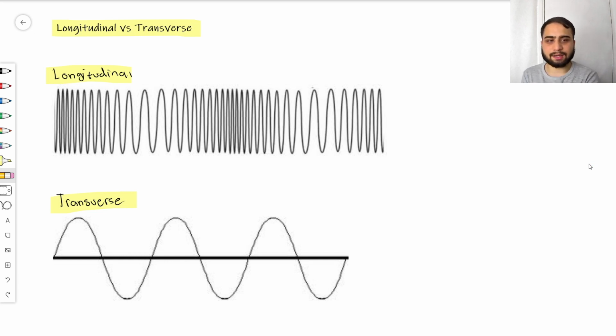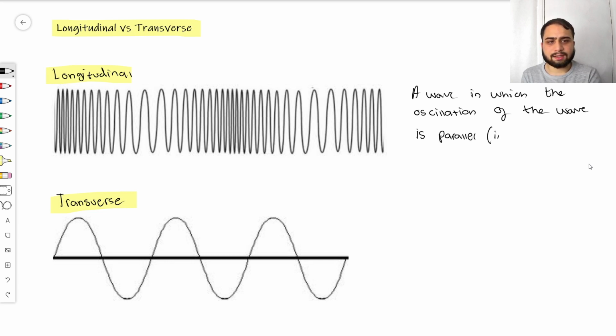So how can we define a longitudinal wave? A longitudinal wave is a wave in which the oscillation of the wave is parallel, or in the same direction, as the energy transfer. Now let's break this down a bit.